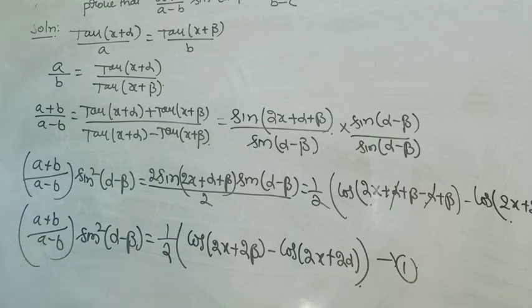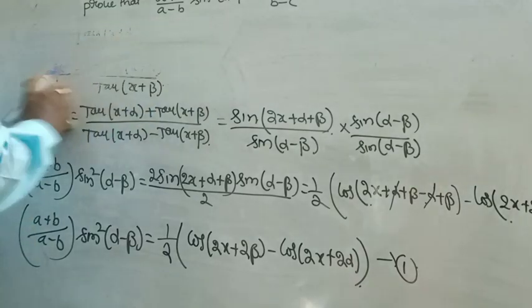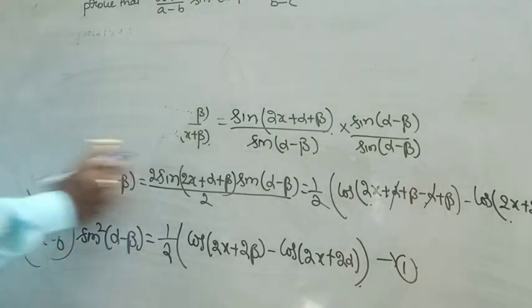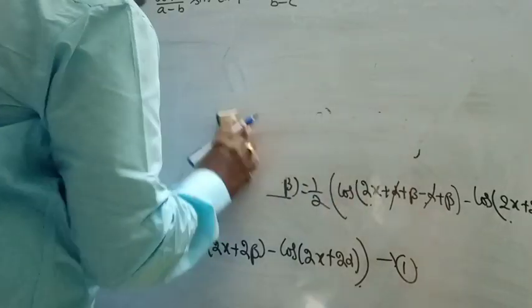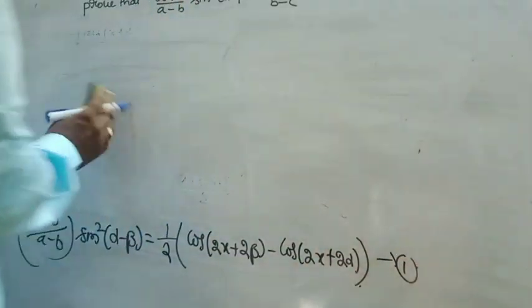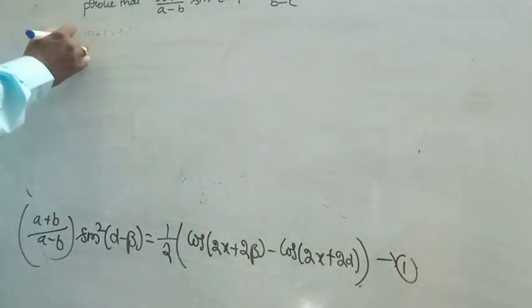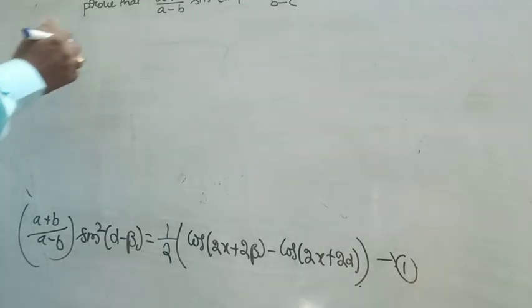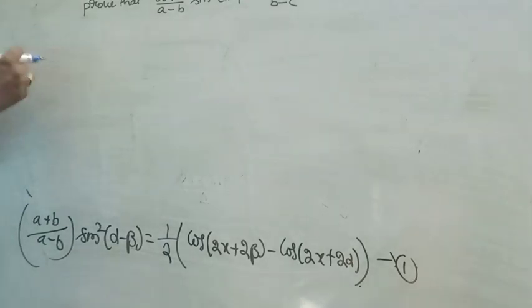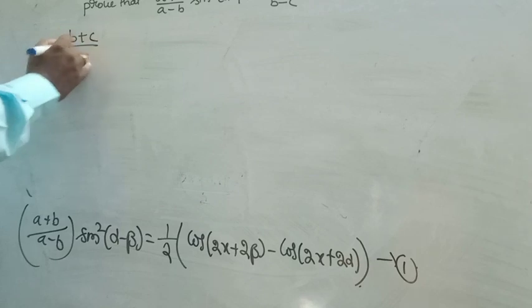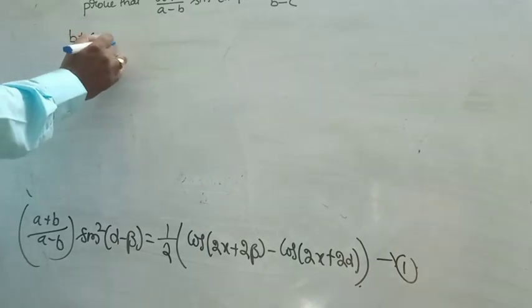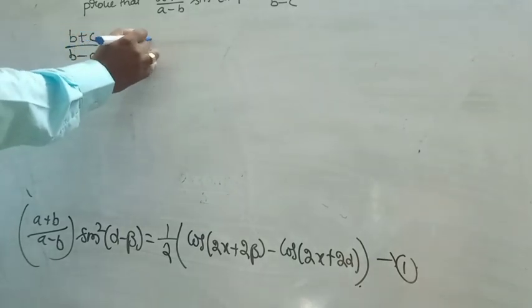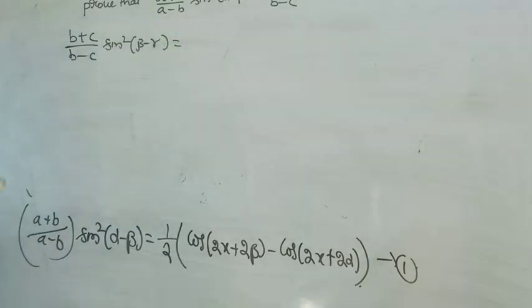See the procedure, how we have followed our usual steps. Now see, my dear students, next similarly we will get the same thing. Similarly, no need to do the procedure. You are going to get B plus C by B minus C into sine square beta minus gamma.